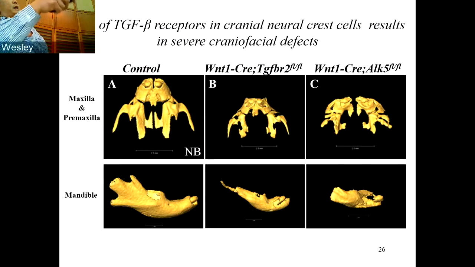And then in the type 2 receptor mutant, you can see the mandible is basically smaller, but both the distal and proximal region are still present. But when you look at the L5 mutant in this example, virtually the entire proximal region is gone.